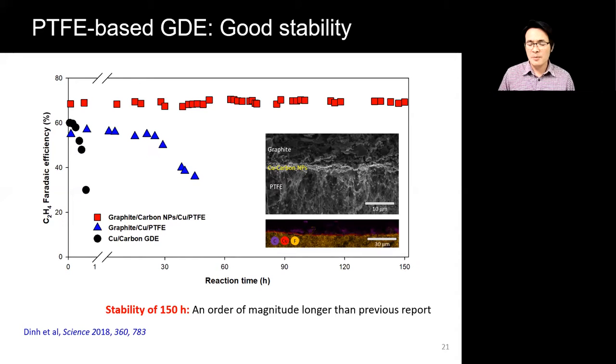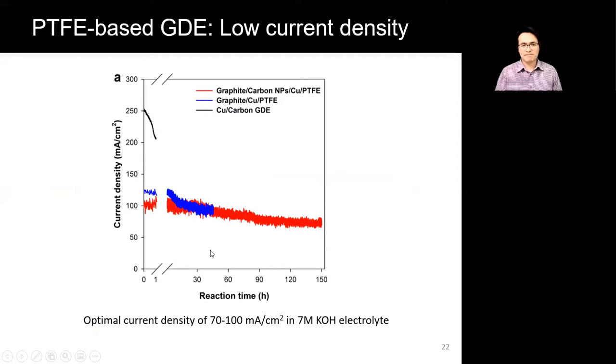Okay, so the PTFE worked very well for the stability, but there's one problem though. As you can see here, even though we have the gas diffusion layer, we have PTFE there, the optimum current density is pretty low. Normally, we operate the system within like 70 to 100 milliamp current density, which is not much higher than in aqueous system. And remember, we may need a current density of 300 to 500 milliamp to be economically viable for this system.